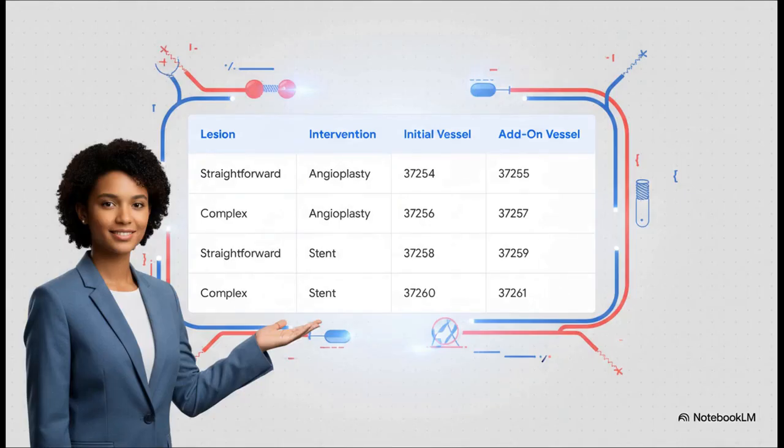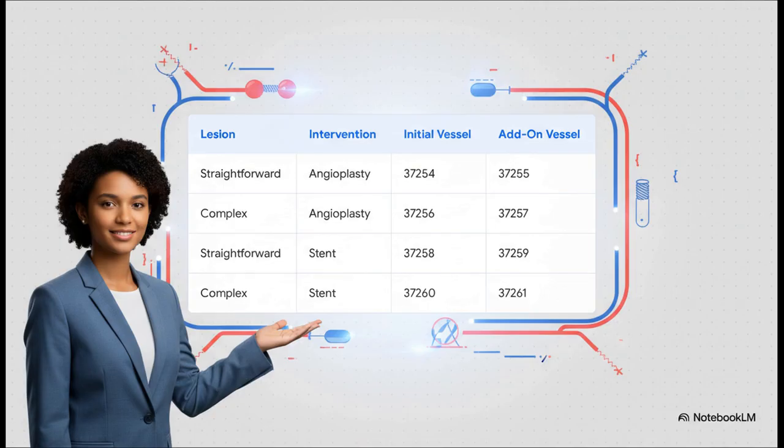This little table here lays out the logic perfectly. You can literally see how the code changes based on those factors we just talked about. Look, a straightforward angioplasty on the initial vessel, that's 37254. But if that exact same lesion was a complex occlusion, boom, it becomes 37256. Now switch the procedure to a stent.